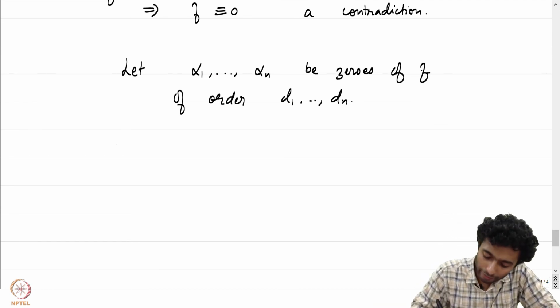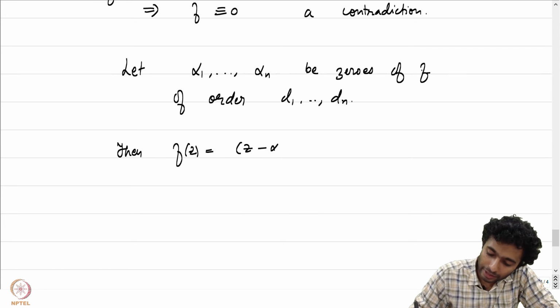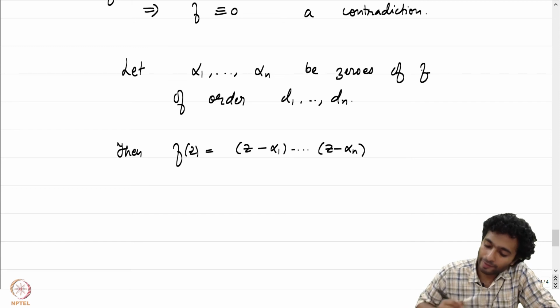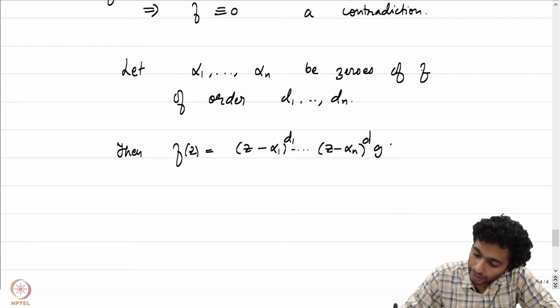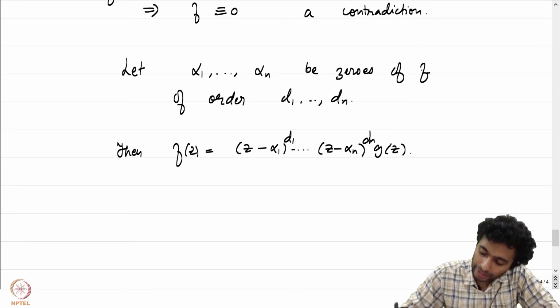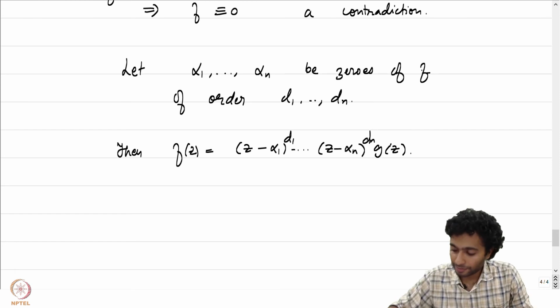So in particular, what can we say? Then we can say that f of z is equal to z minus alpha 1 to the power d1, up to z minus alpha n to the power dn, times g of z, where g is a function defined on the unit disk which does not vanish.